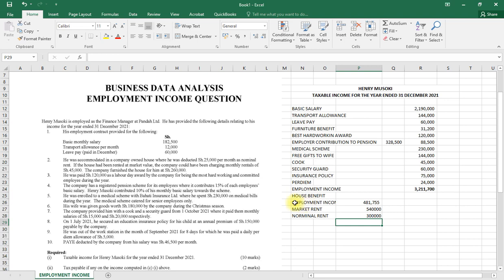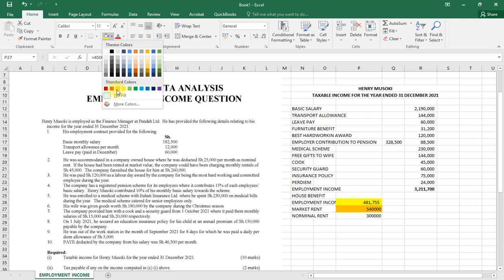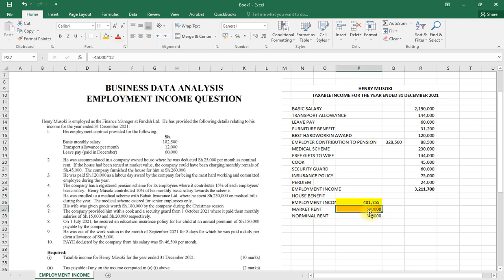So the first thing, we compare the employment income vis-a-vis the market rent. Between the two, the one that is higher in this case will be 540. So here we are comparing these two values. Yes, the one that is higher is 540. So our house benefit in this case will be the market rent minus the nominal rent, which gives 240,000 as our house benefit.